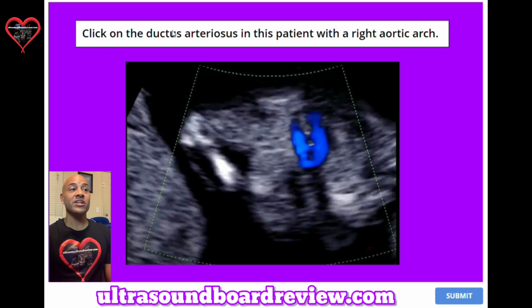Question 70. Click on the ductus arteriosus in this patient with a right aortic arch. The answer is right here. This is the ductus arteriosus, and this is the aorta.